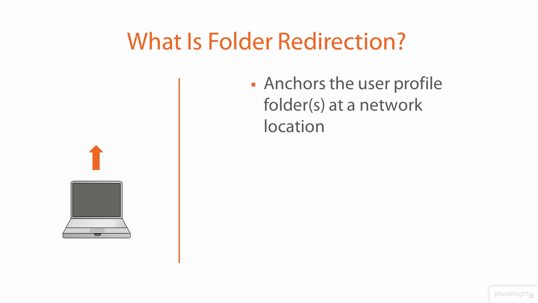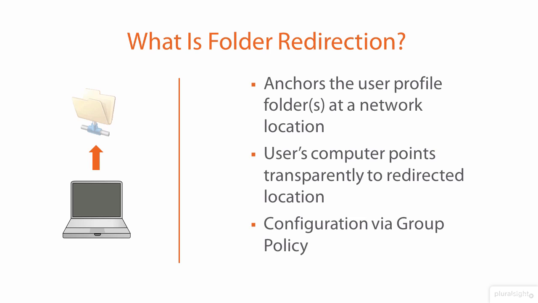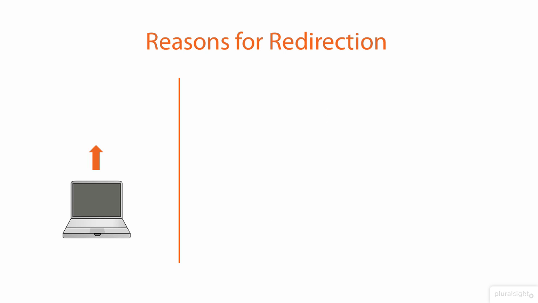But rather than having the profile data travel around the network and following the user around, in folder redirection, Windows simply points the user to the redirected location, hence the name. We set up folder redirection through group policy, as we will see in a couple of minutes. So why would we do this, for example, versus the roaming profile approach?